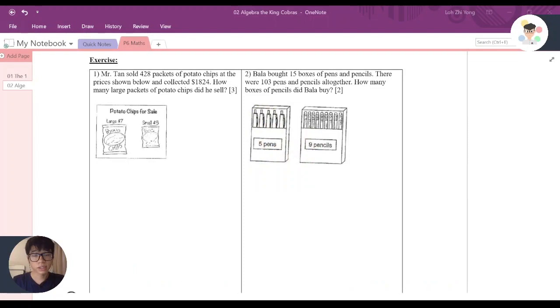Welcome back to Teacher Log class, and today we'll be discussing booklet number 2, Algebra the King Cobras. This is page 10, and this is question number 1.